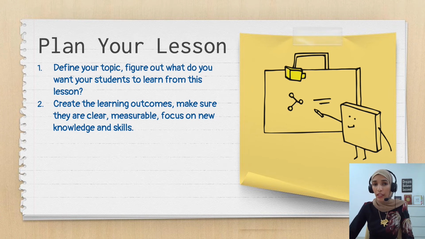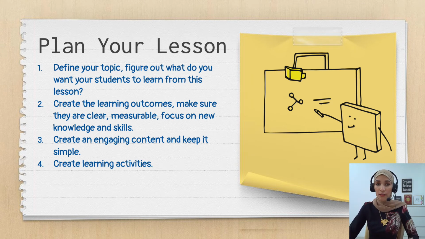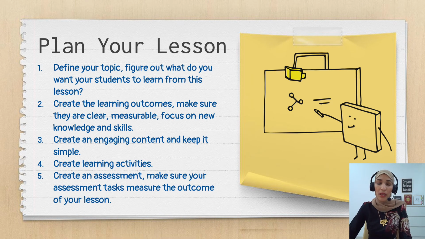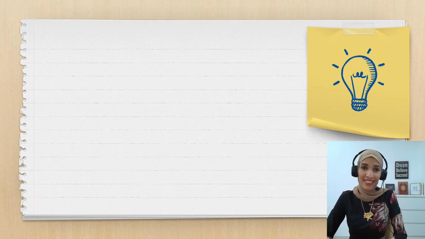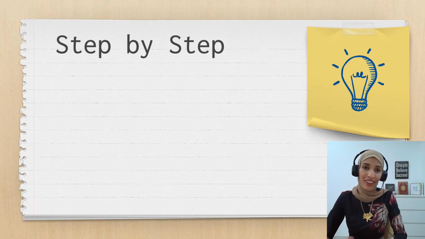Secondly, you need to create the learning outcomes and make sure they are clear, measurable, and focus on new knowledge and skills. Create engaging content and just keep it simple. Create the learning activities and make sure they are differentiated to meet your students' individual needs. The last step is to create an assessment and make sure your assessment tasks measure the outcomes of your lesson. Now let's have a look at the step-by-step guide of how I created my first video.